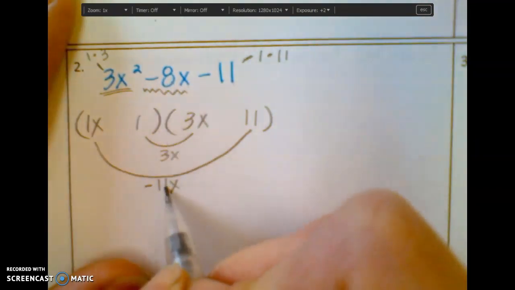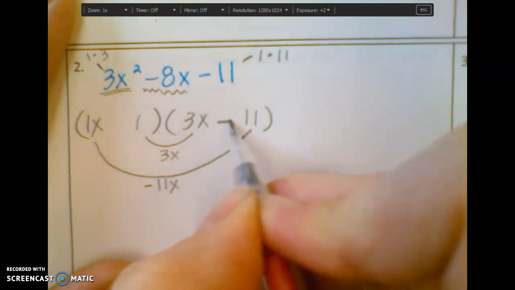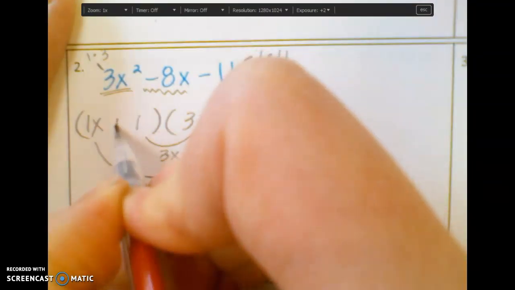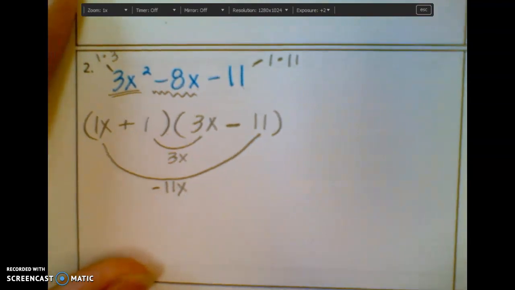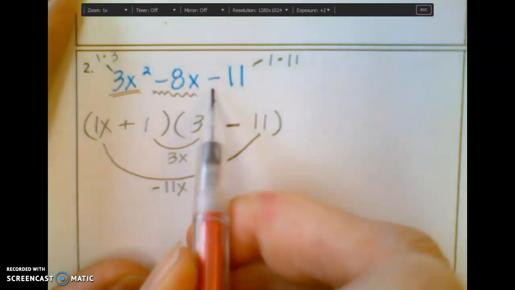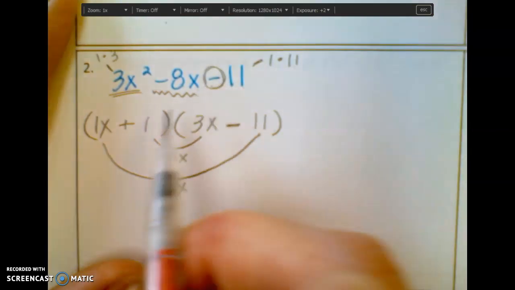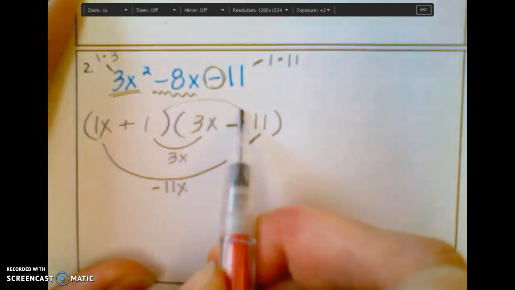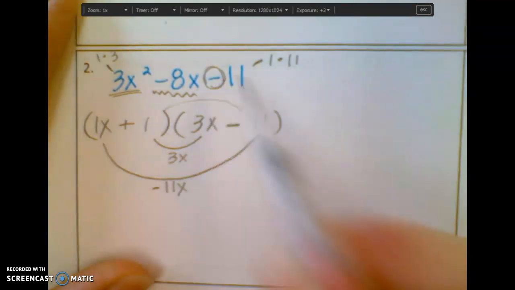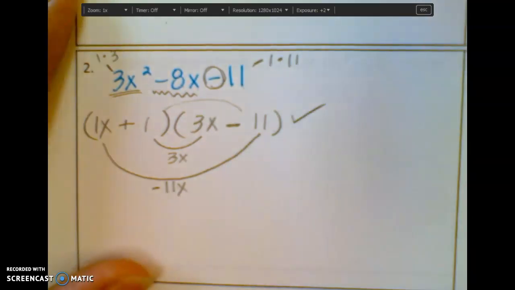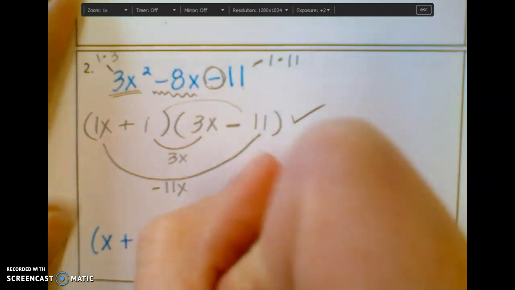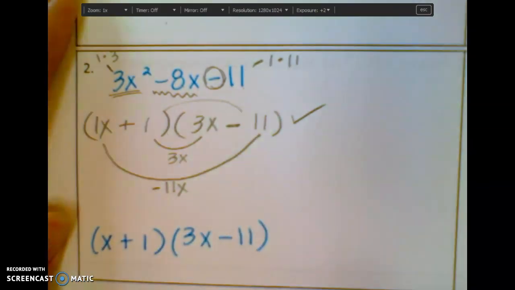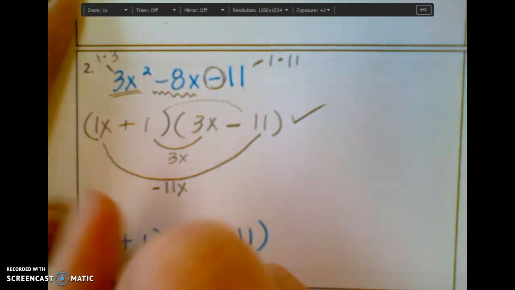So -11x means this outer product is negative. Positive 3x means inner is positive. But what's the last thing we always do? Check our signs. So we need this to be a -11. Positive 1 times -11, does that give us -11? Yes, it does. So we actually got lucky on our first try. And we have x plus 1 and 3x minus 11. You can keep the 1x there, or you can just write it as x. Same thing.